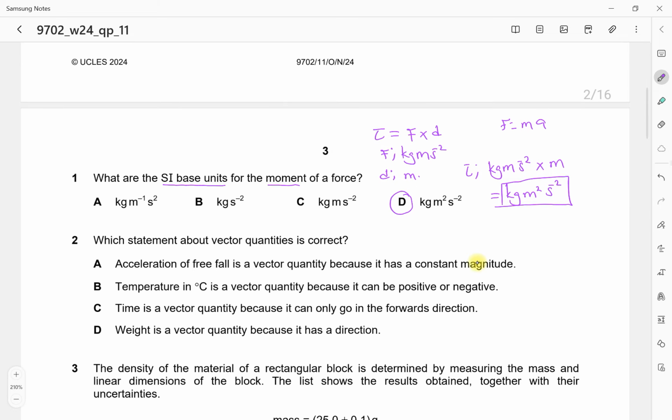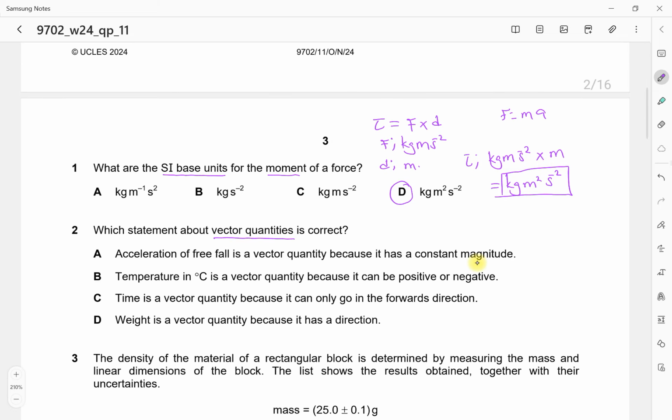Okay, so which statement about vector quantities is correct? Of course, we know that vector quantities have both size or magnitude and direction. So acceleration of free fall is a vector quantity, which is true because it has a constant magnitude. A constant magnitude is not enough to tell that a quantity is a vector quantity, so this is not true.